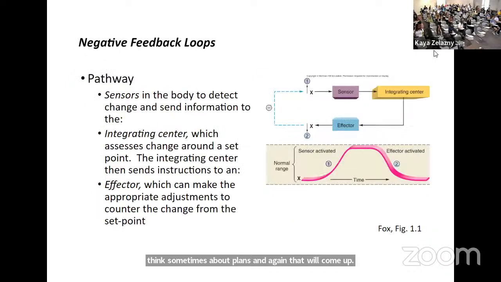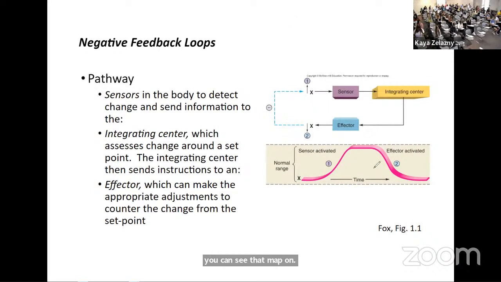So we have several more diagrams of this same process. This is a significant amount of repetition just to hammer this home if the previous diagrams don't make sense to you. So here we see again just a generalized sensor, an integrating center, sending a signal out to an effector. And we can see that mapped onto that little graph that we drew at the beginning, time versus our regulated variable.